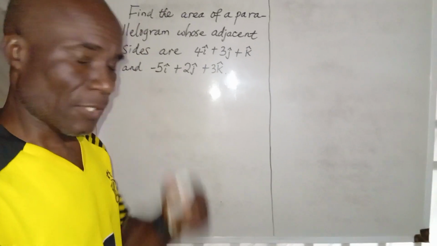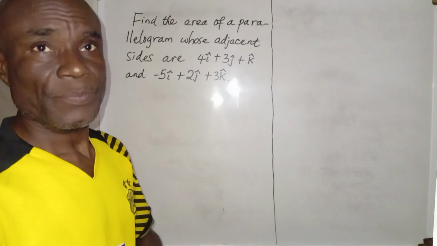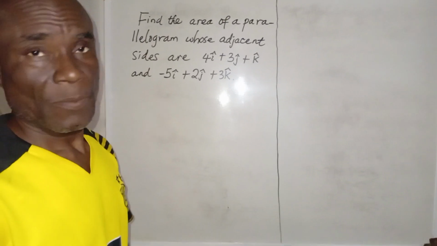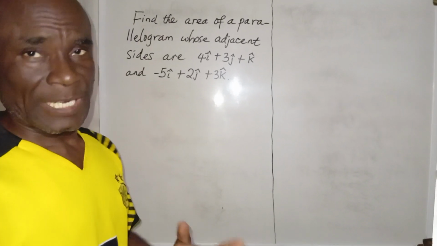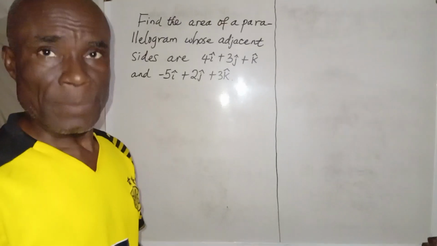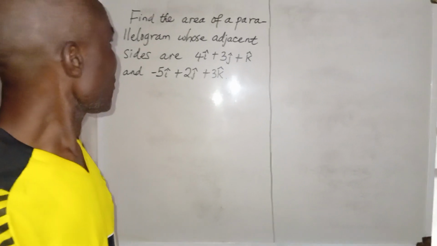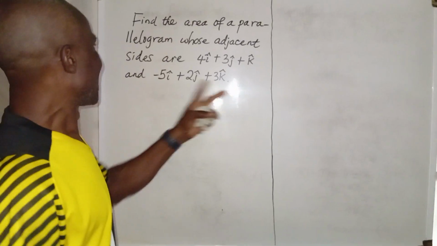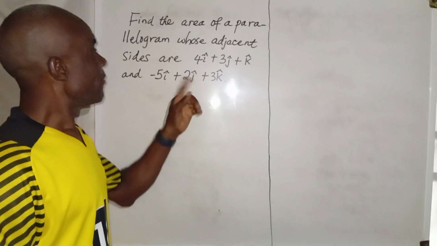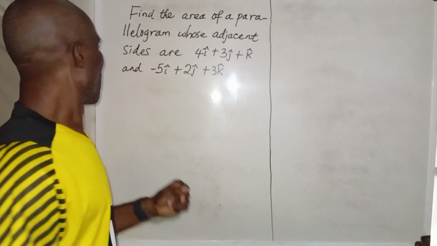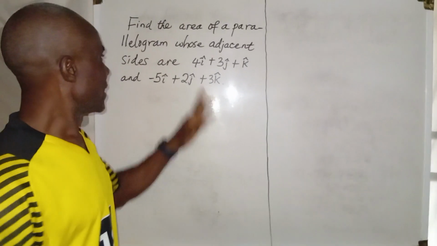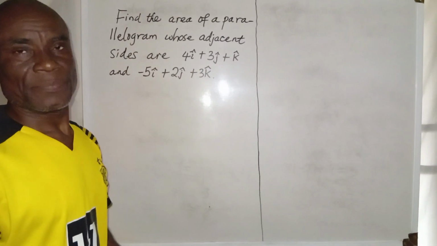Okay, we are going to discuss this further math question. It's a vector problem. We're going to see how to use vectors to solve problems involving mensuration. The question says, find the area of a parallelogram whose adjacent sides are 4i + 3j + k and -5i + 2j + 3k.